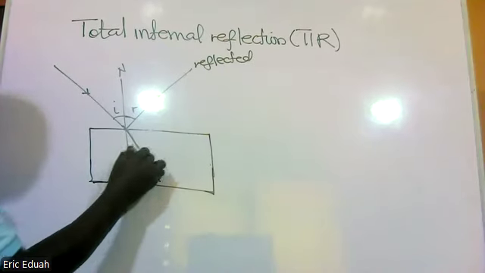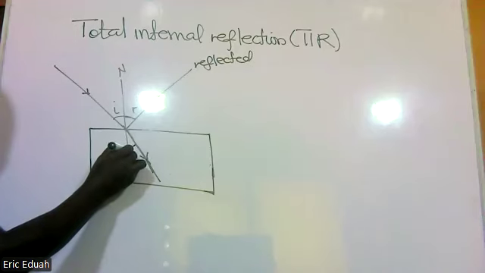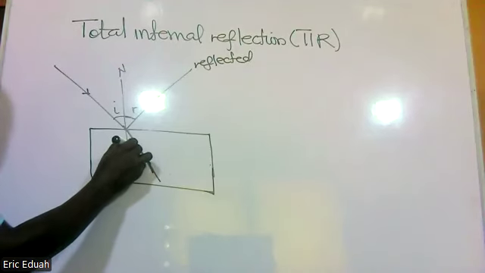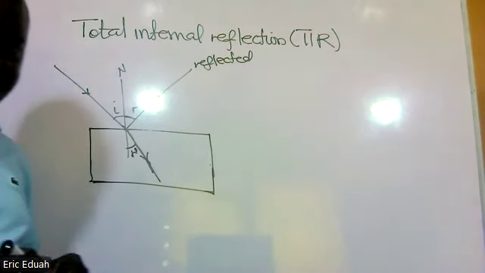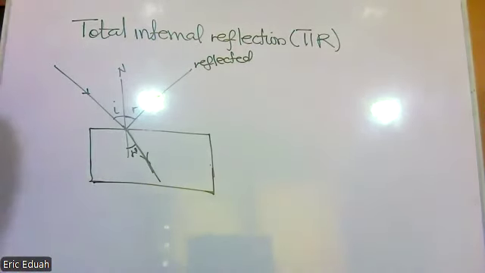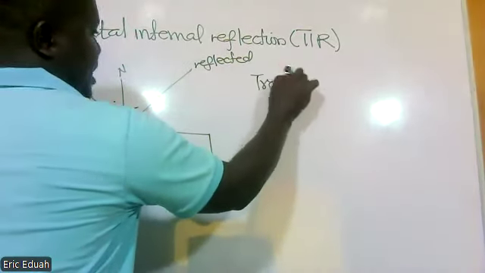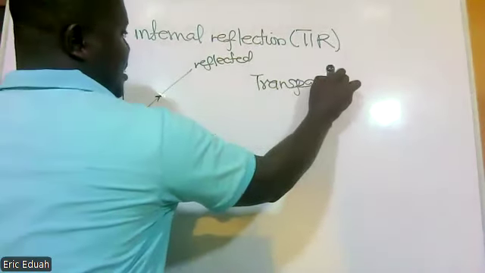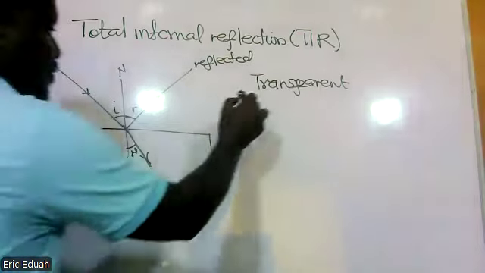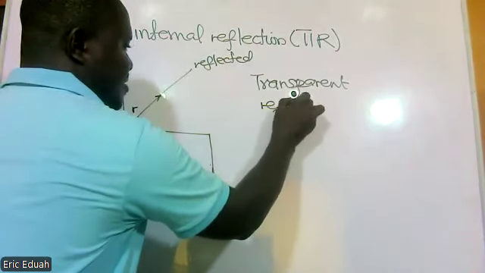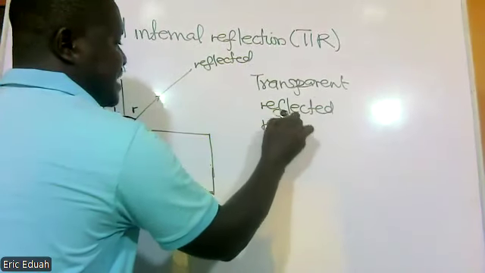So this is the refracted. So this becomes the angle of refraction R prime, just to distinguish it from R. So whenever light is incident on a transparent material, part of the incident light is reflected, and part is also refracted.